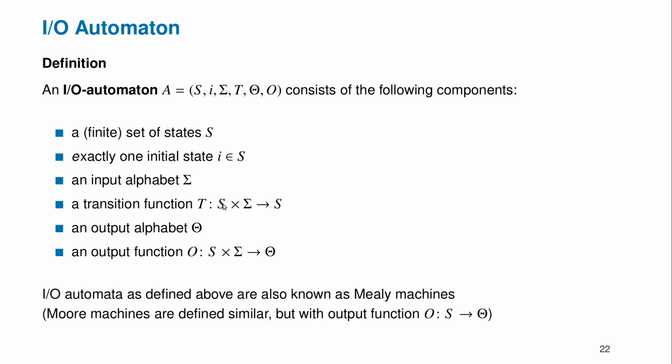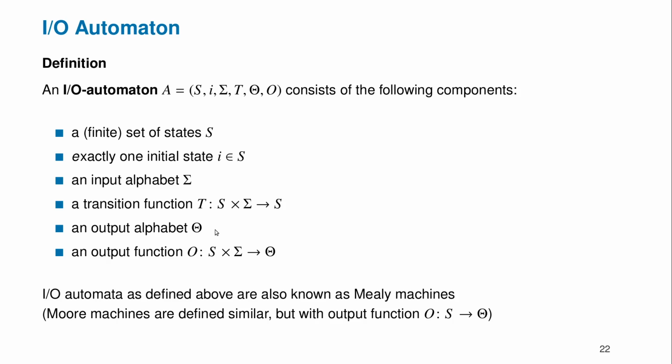So when we read a symbol from the alphabet and we are in a certain state, then we know what the successor state is. In addition, we also have an output alphabet, so we do not have only an input alphabet sigma, but we also have the output alphabet delta, and this output alphabet is used to produce words as output, and for this purpose we have an output function O, and this output function maps a state and a symbol from the input alphabet to a symbol of the output alphabet.